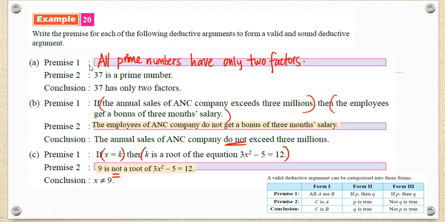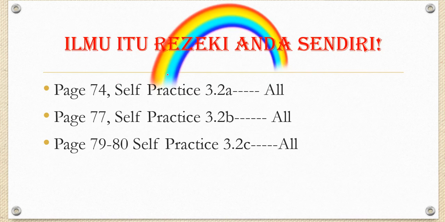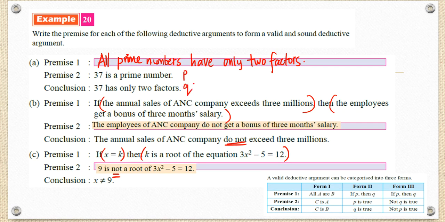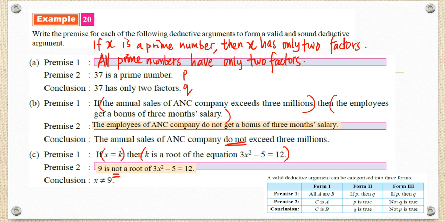Right? Of course, for premise 1, you can also give another example if it is valid and sound. We can assume this is your P, and this is your Q, right? It can also be form 2 for this example here. It can be if x is a prime number, I change the 37 to a general x, then x has only 2 factors. Okay, these two, either one is acceptable. They are both true. Right?